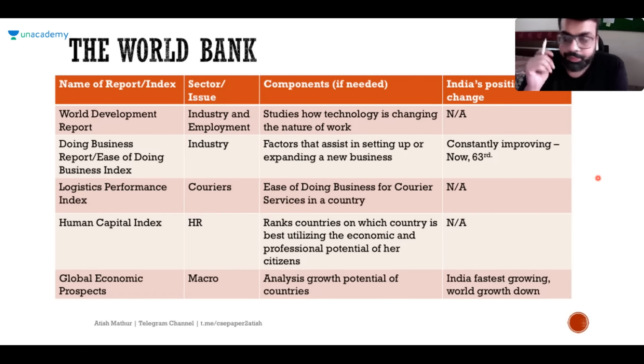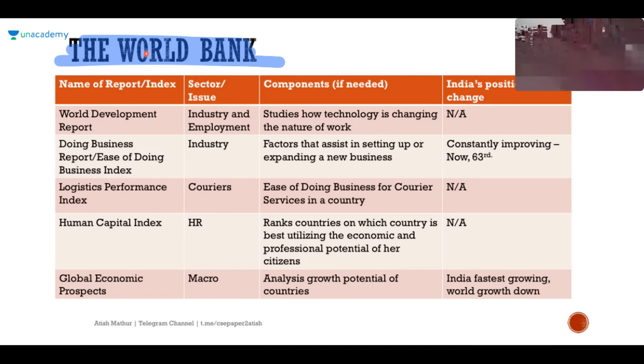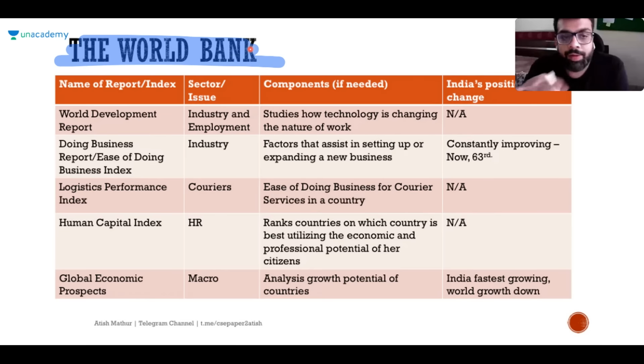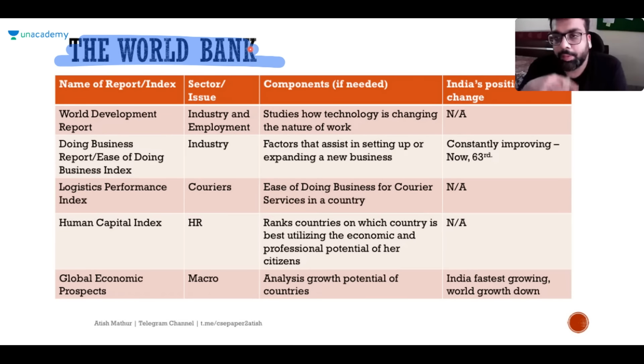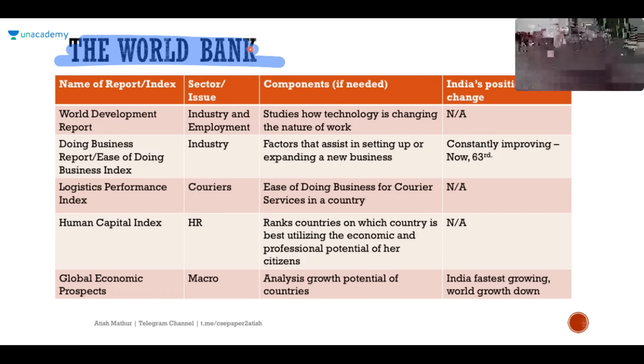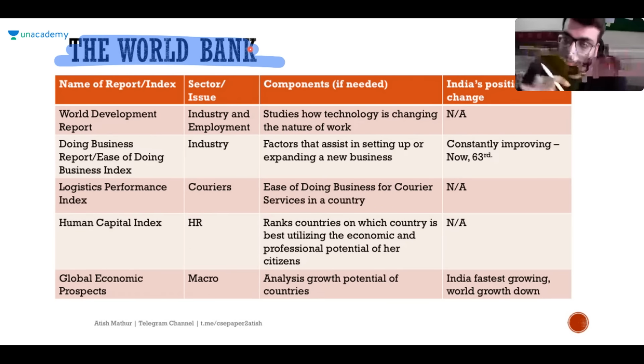So we're going to go organizationally. The first and one of the most important organizations for reports and indices is, in fact, the World Bank. Now, there are only 5 reports of the World Bank which have been relevant, which I think are important for the prelims. Out of these 5, I'll tell you which must be done under all circumstances and which can be left out if need be. Let's start with the first.